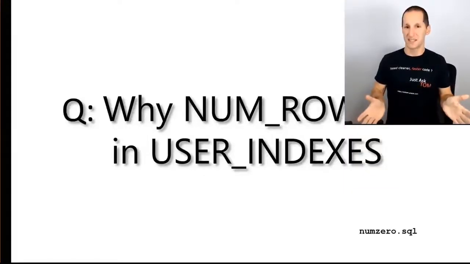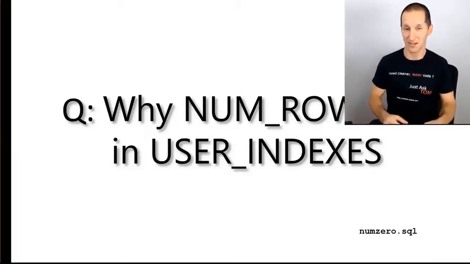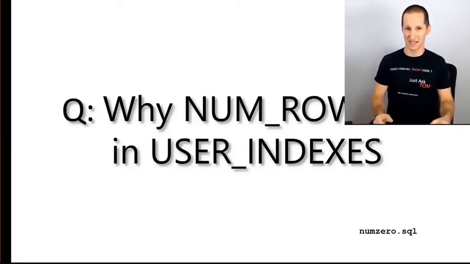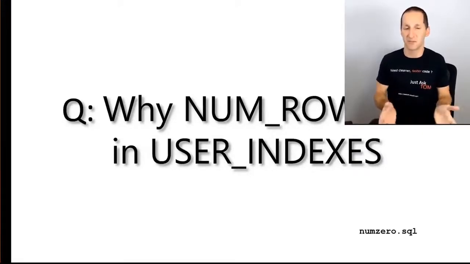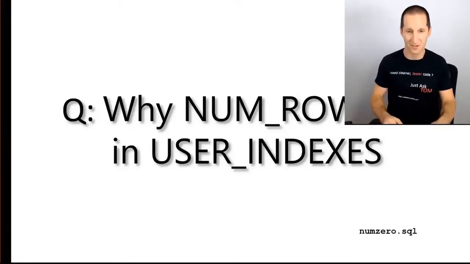When I do a query to the data dictionary, I look at the num rows column in user indexes for a particular index for a table that has thousands of rows, and yet it says num rows equals 0. Is this a bug? Is it a problem? How do I interpret it? So we'll have a look at that.